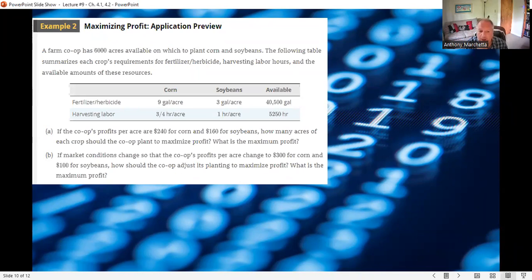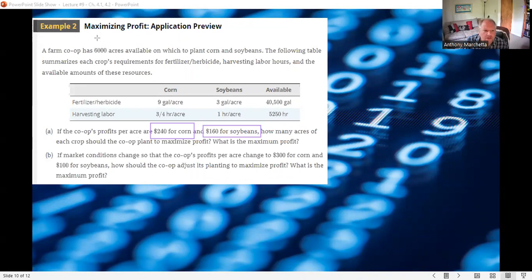So look at the first question now. It says, if the co-op's profits per acre are $240 per corn and $160 for soybeans, then how many acres of each crop should the co-op plant to maximize profit? And what is the maximum profit? So can we come up with a profit function? Yes, we can. We are told some specific things about the profit. Your profit is 240 for corn and 160 for soybeans. Maybe we should let X be the corn and Y be the soybeans. And we could say that the profit would be represented by 240x plus 160y.